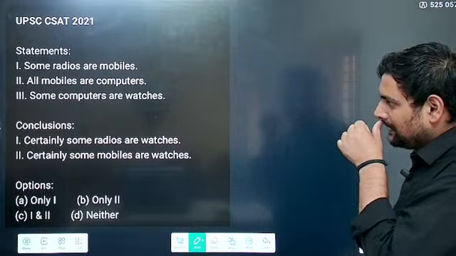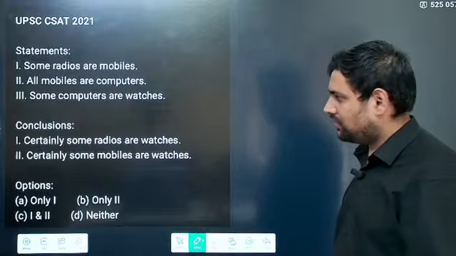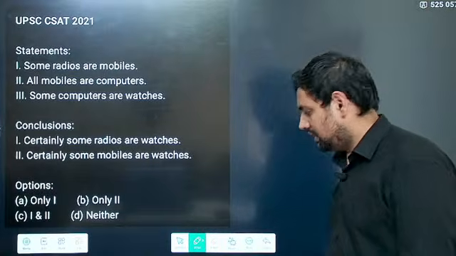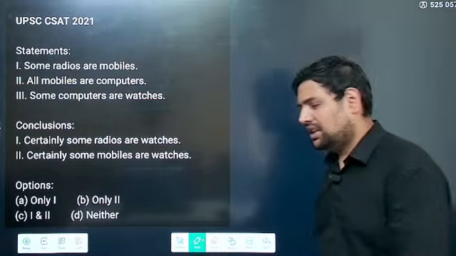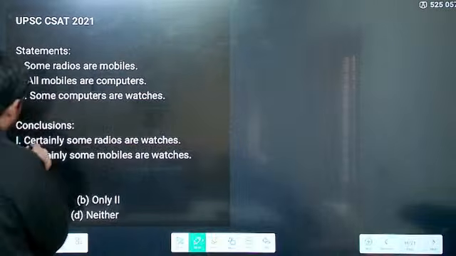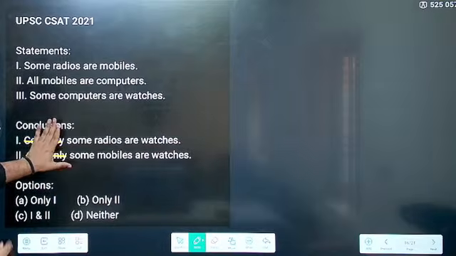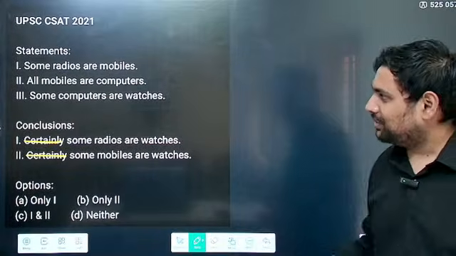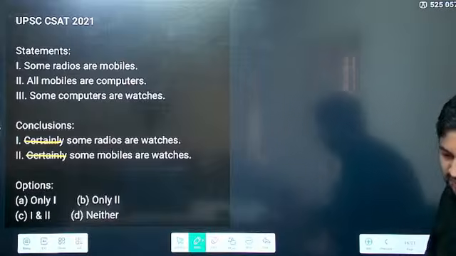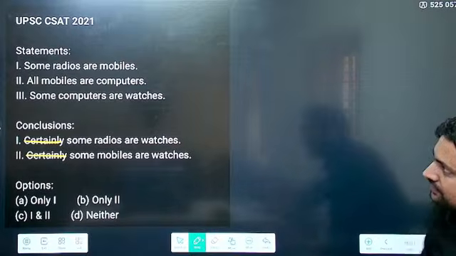Now, you do one. Some radios are mobile, all mobiles are computers, some computers are watches. Certainly some radios are watches, certainly some mobiles are watches. Now, this "certainly" is not even needed. This is also an absolute statement anyway, that some radios are watches, some mobiles are watches. "Certainly" is just they wanted to put some words, so they put. Try this same process.